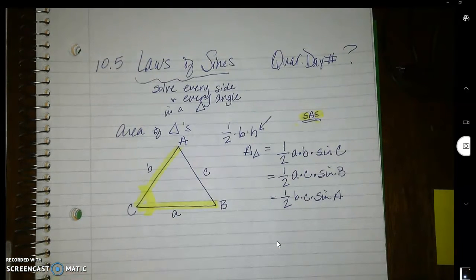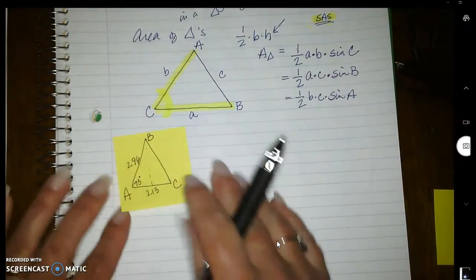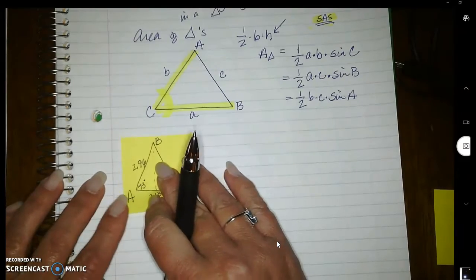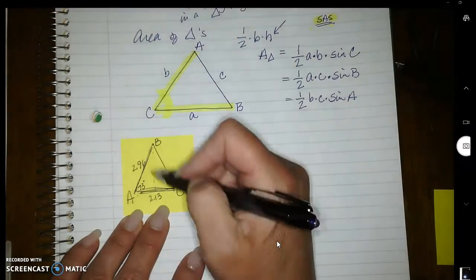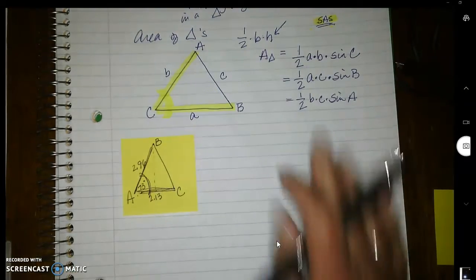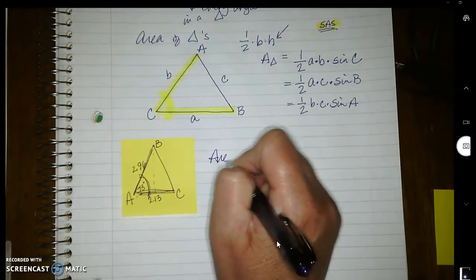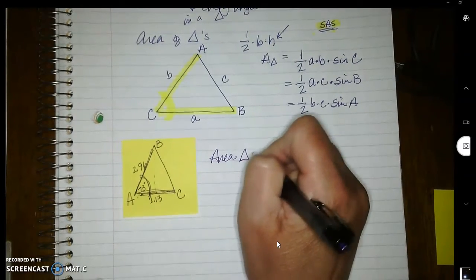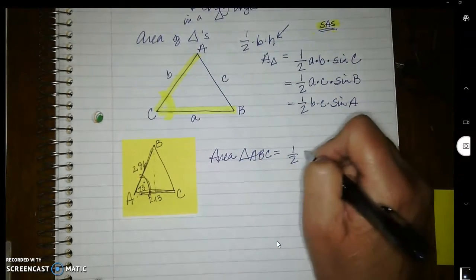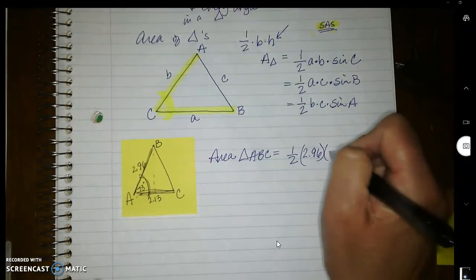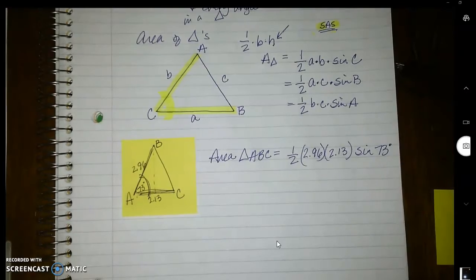I want to go ahead and do a quick area problem with you so we can find the area of this triangle. Basically we have two sides, and then the angle in between. So I'm just going to follow this same formula. The area of triangle ABC is going to be 1/2 times 2.96 times 2.13 times the sine of 73 degrees.